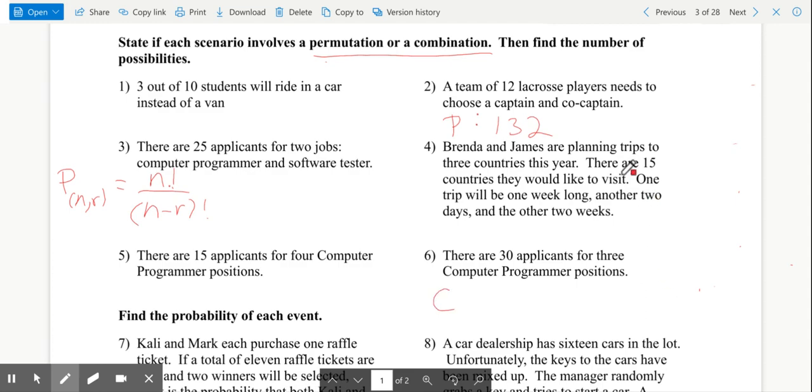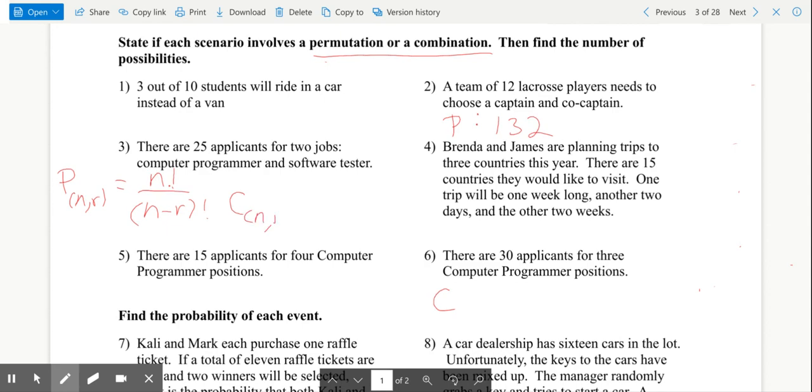I'm not writing out the whole word because when I'm writing on my screen with my finger, my handwriting is terrible. So I'm just not going to make you suffer through that. Anyway, so this is going to be a combination. So now we need the formula for combinations.